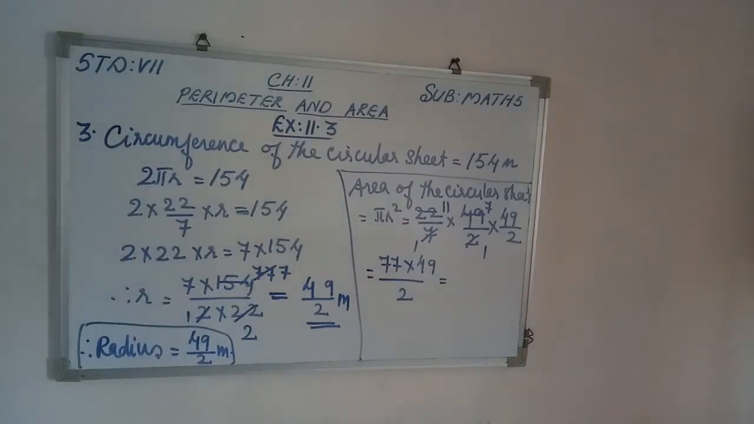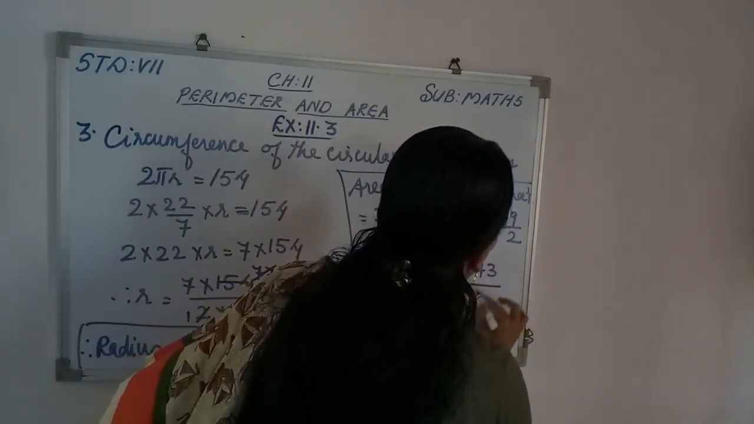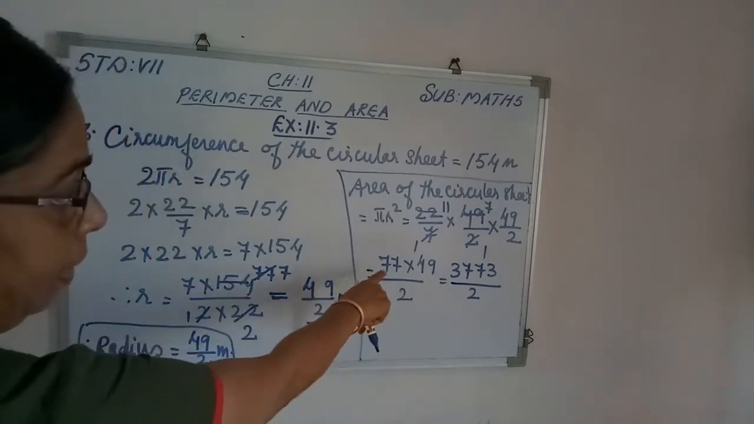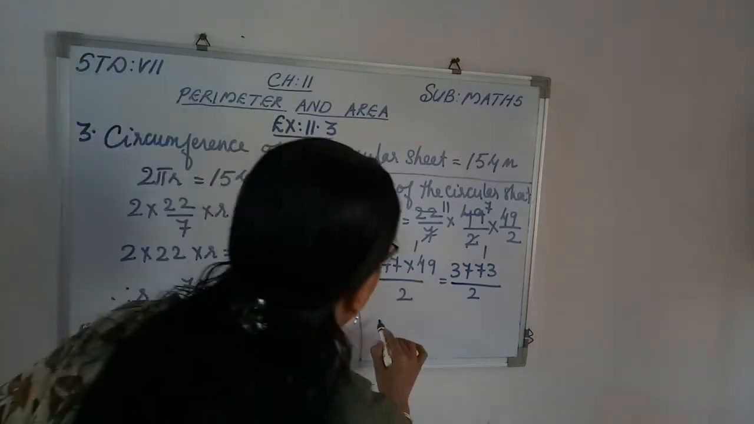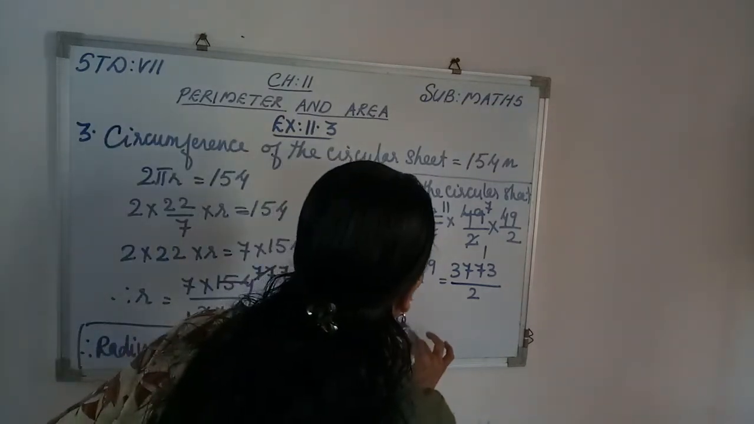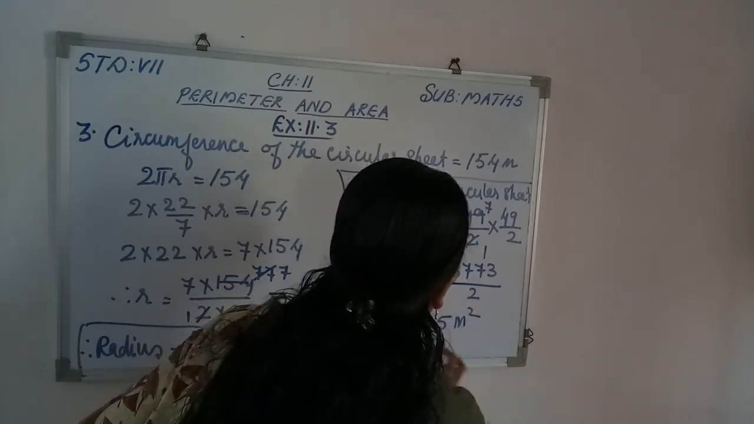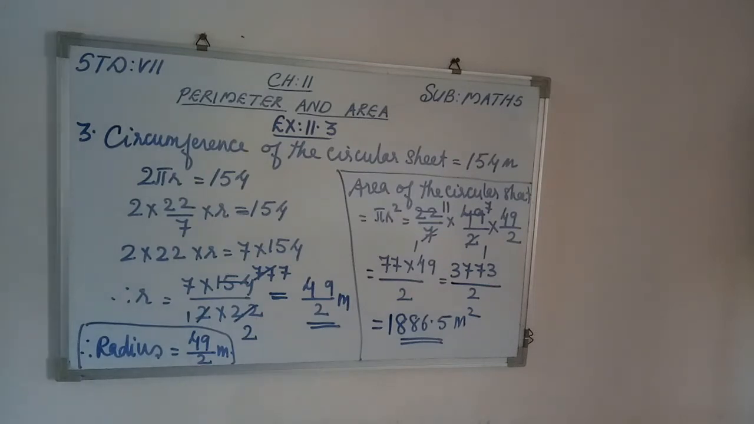So multiply 77 with 49. You will get 3773. You can multiply and see. 3773 divided by 2. You have to multiply 77 with 49. So the answer you will get, it is 3773 divided by 2 will give you 1886.5 meter square. This is the area of the circular sheet.